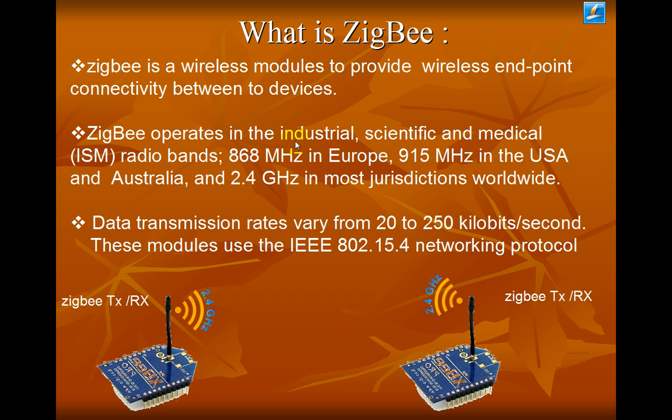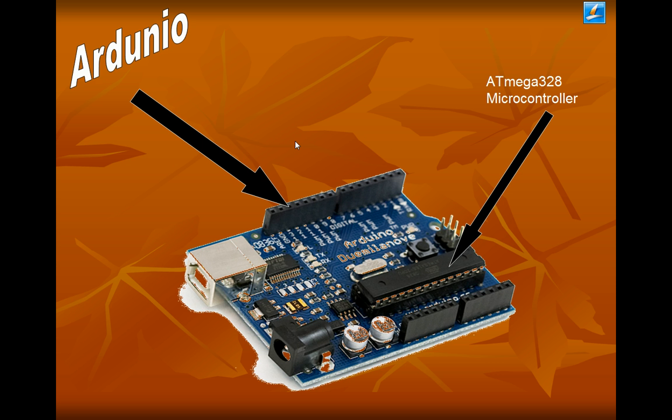There are two ZigBees, a transmitter and a receiver. One transmits at 2.4 GHz and the other one can receive or also transmit at the same frequency, 2.4 GHz. There is a baseboard of Arduino, and on that board there is an ATmega328 microcontroller. On that microcontroller we have done the programming which can run the motors of the robot.